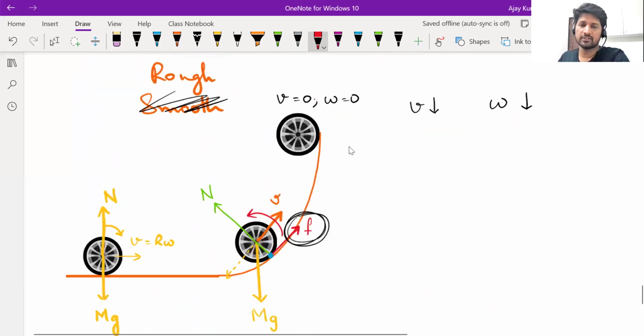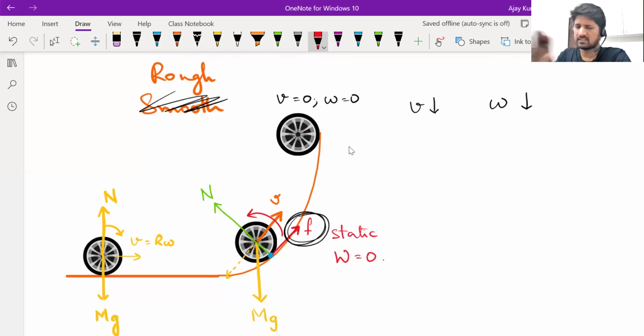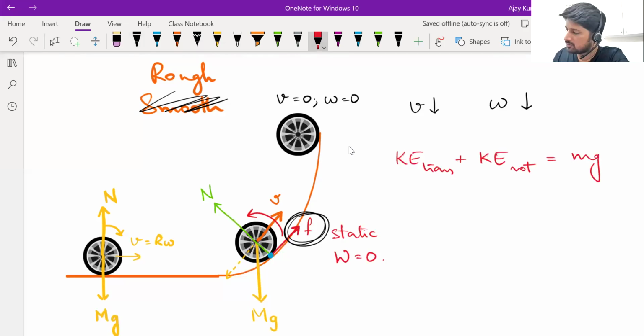But in case of a rough surface, what is happening? Translational kinetic energy is decreasing, rotational kinetic energy is also decreasing, and mechanical energy is conserved here. Friction acting here is static friction, and it does not do any work. We had discussed this before: in pure rolling, static friction does not do work. So translational kinetic energy is lost, rotational kinetic energy is also lost, and both of them get converted to potential energy. That is why the height attained in this case will be greater.